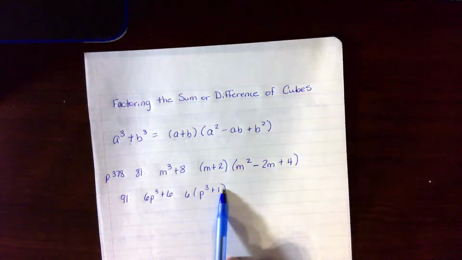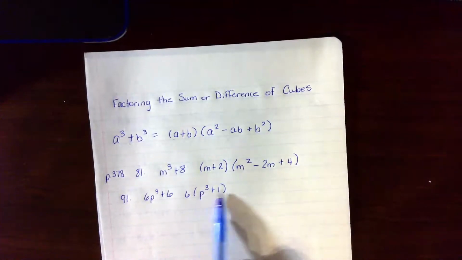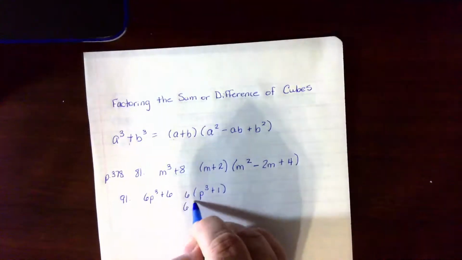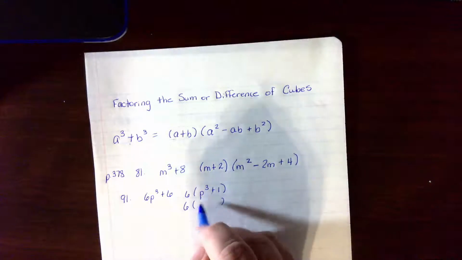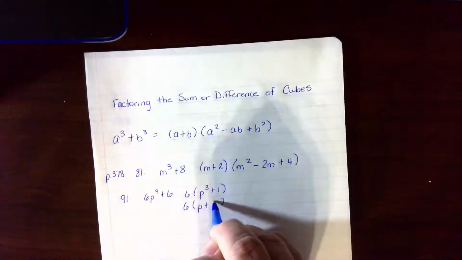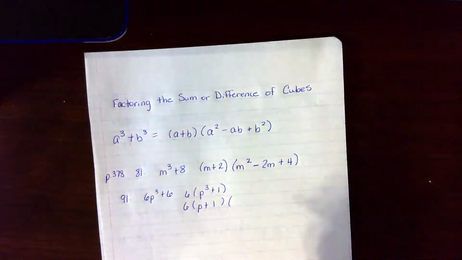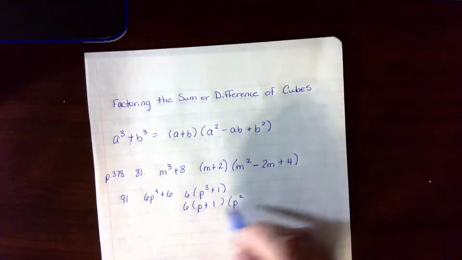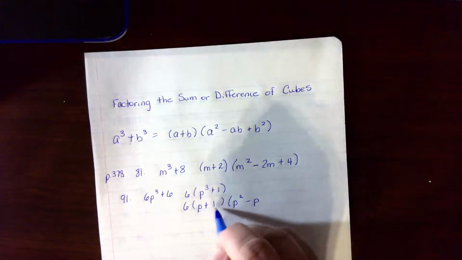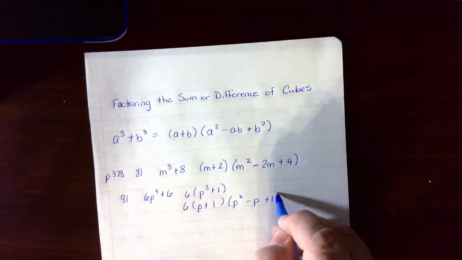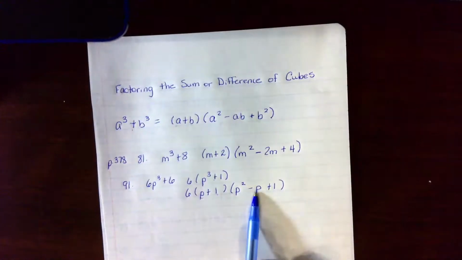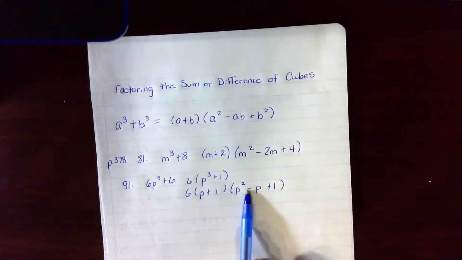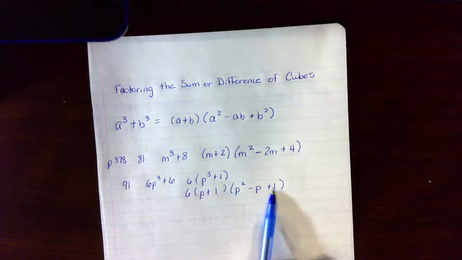Now they are cubes because this is p cubed and this is 1 cubed. So I keep my 6. And I do the sum of the two cube roots. Then you square the first one, you multiply them together, and you square the last one. And this one sign, if this is a plus, that's going to be a minus. That one's going to always be a plus.